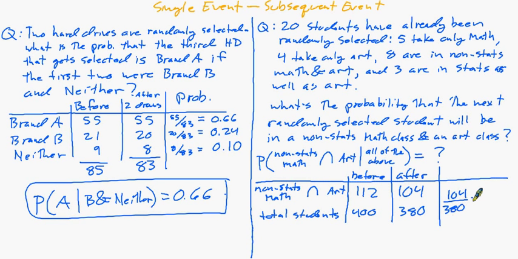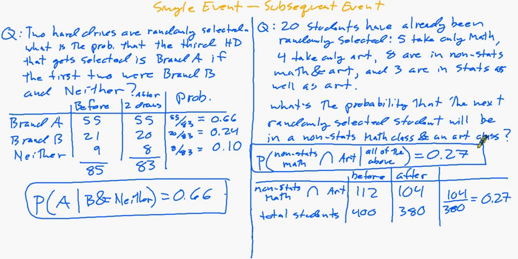So to get probability, now we just find that ratio, which turns out to be 27. So this turns out to be 27% chance, which is a little different than the 28% chance initially.